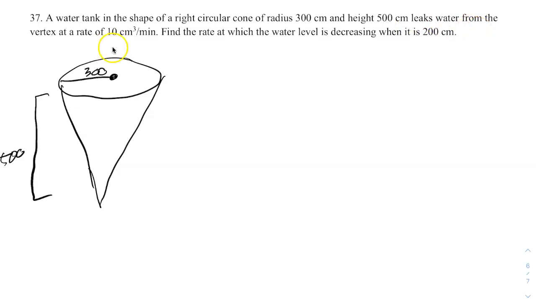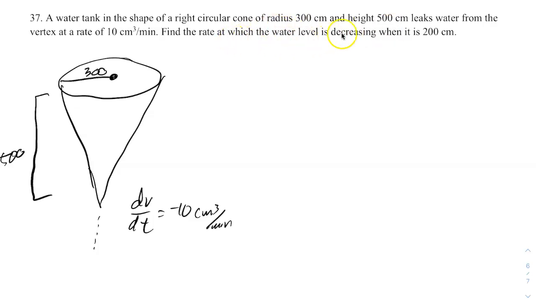And it leaks water from the vertex at a rate of 10 centimeters per second. So we're dripping water here. So we're losing dV/dt. Notice the units. If you're not sure, notice the units. First, it's a rate, so that's why it's dV/dt, not just V. And also it's cubed, right? So volume. And we're losing, it's leaking water, so minus 10 centimeters cubed per second per minute.